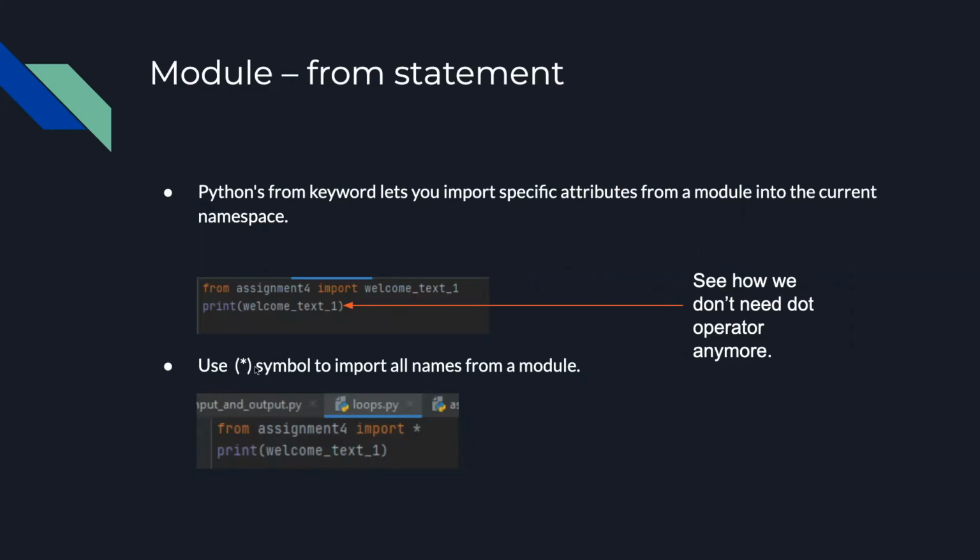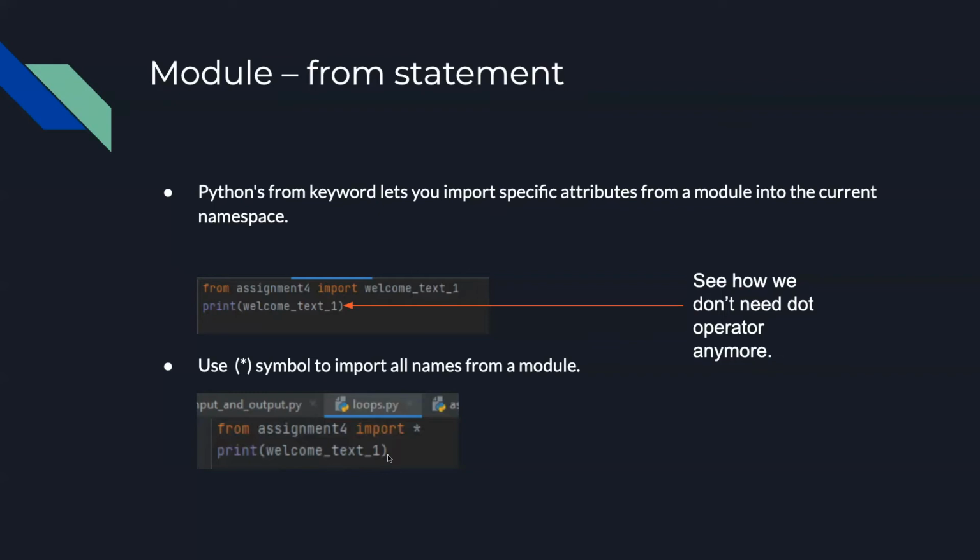And you can use the star or asterisk or splat. You'll hear people call it all of those things. You can use that symbol to import all names from a module, and then you don't have to worry about specifying exactly what you want to import here. But then you also don't have to prefix the references to those variables or functions or whatever it might be that you're using from the module with the module name. So in this particular case, we say from assignment4 import star. And then we can still print welcome text 1 without having to prefix it with assignment4 dot.